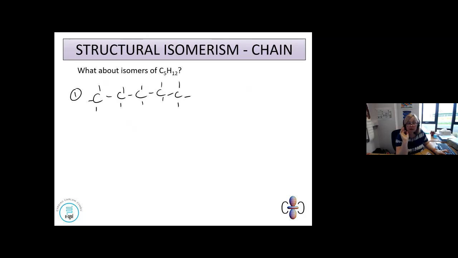What else am I going to do? Right, let's take it down one then. So let's take the second one and I'm going to put it as 4 in a row. I've got a 5th carbon I need to stick somewhere. Where can I possibly put it and it be different to number 1? Well, let's just put it on number 2 then. So let's put a carbon there.